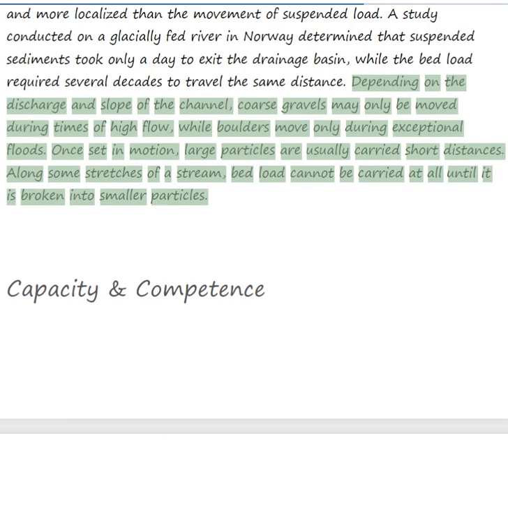Depending on the discharge and slope of the channel, coarse gravels may only be moved during times of high flow, while boulders move only during exceptional floods. Once set in motion, large particles are usually carried short distances. Along some stretches of a stream, bed load cannot be carried at all until it is broken into smaller particles.